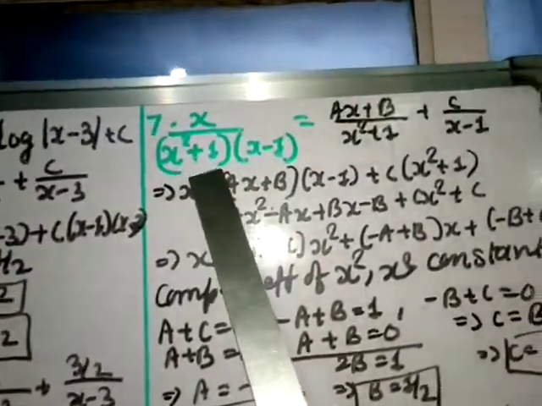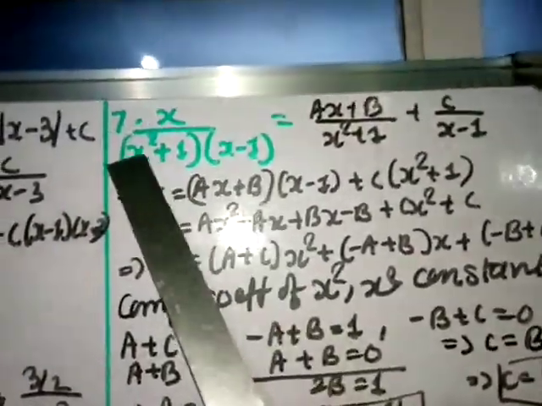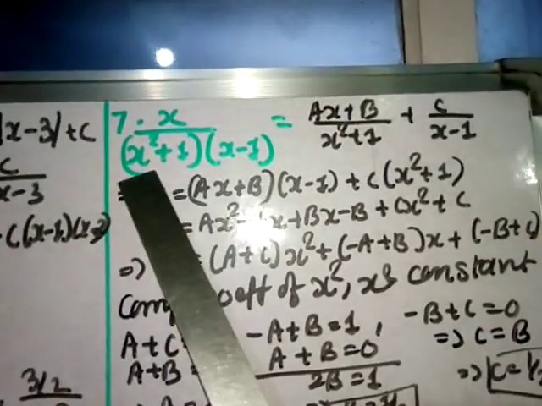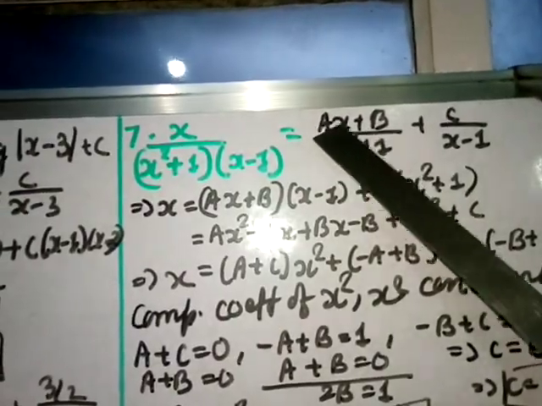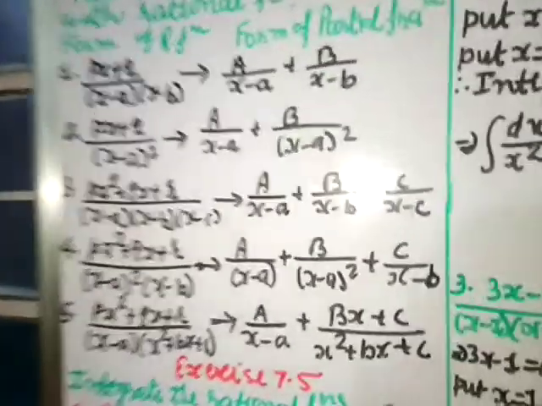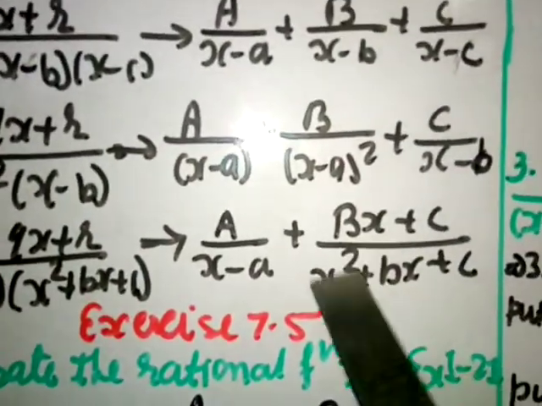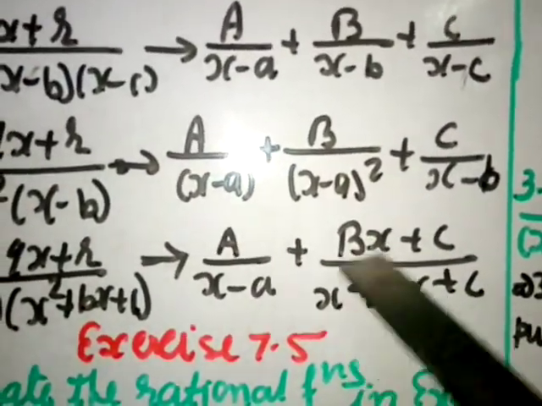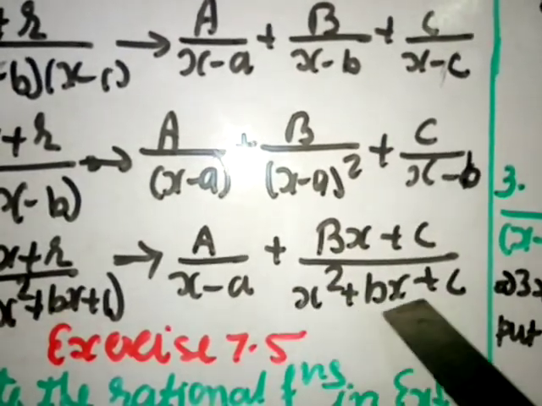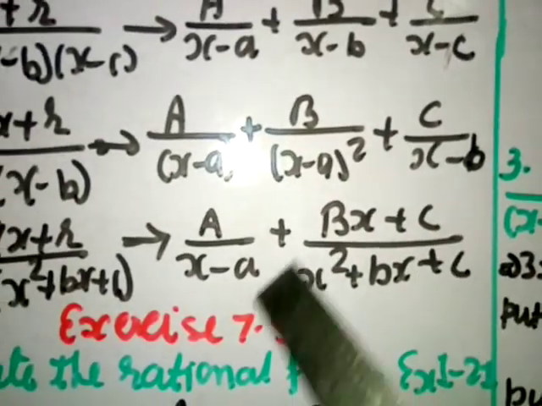Question number 7. x divided by x square plus 1 times x minus 1. Okay, see now x square plus 1 you cannot further simplify. Okay, factorize. So what we have to take for these, the factor will be ax plus b divided by x square plus 1. Okay, something like this. When we cannot divide further, the x power should be 1 less than this. So here bx plus c, because this is x square plus bx plus c, which cannot further factorize.